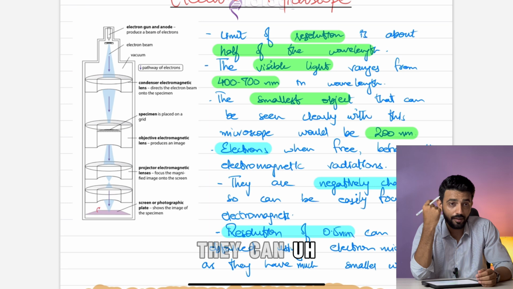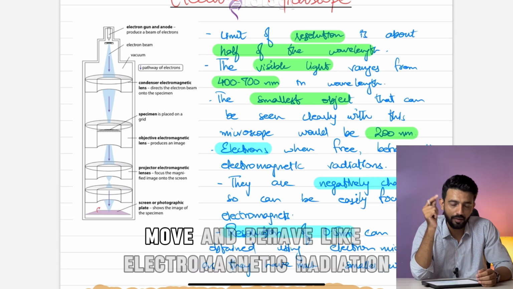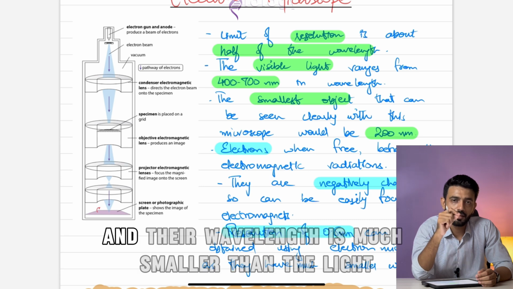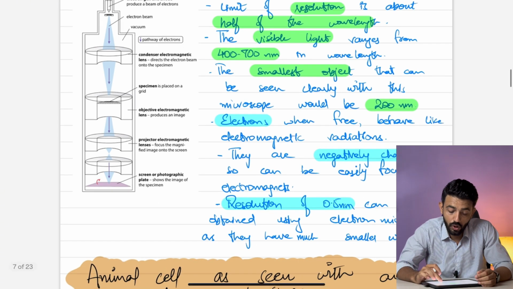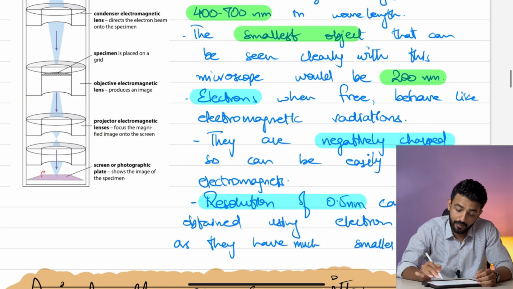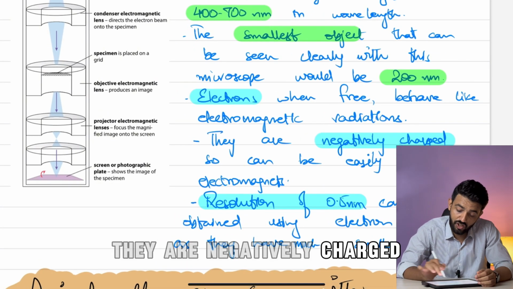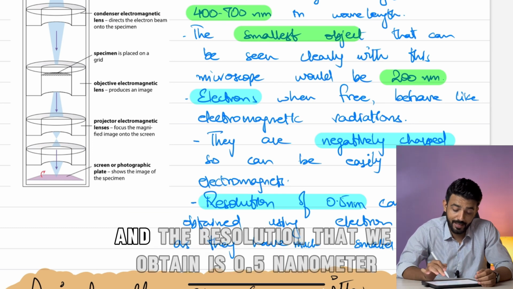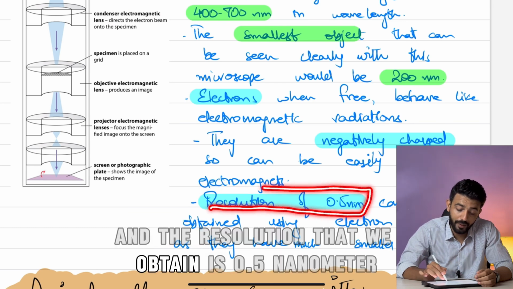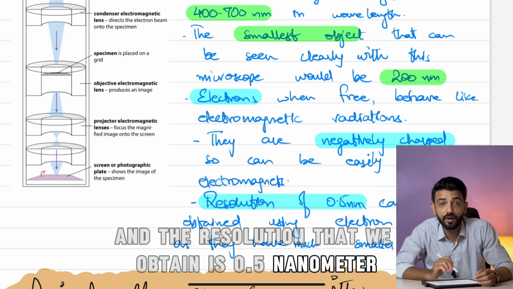They can move and behave like electromagnetic radiation, and their wavelength is much smaller than the light. So when we use electrons, they are negatively charged. They can be focused using electromagnets, and the resolution that we obtain is 0.5 nanometer.